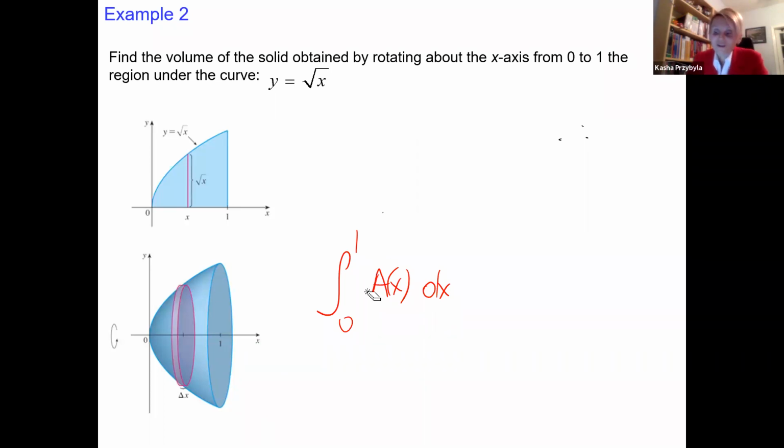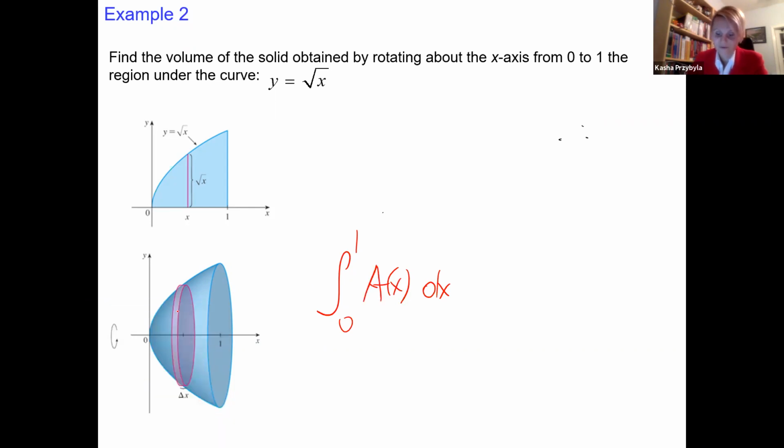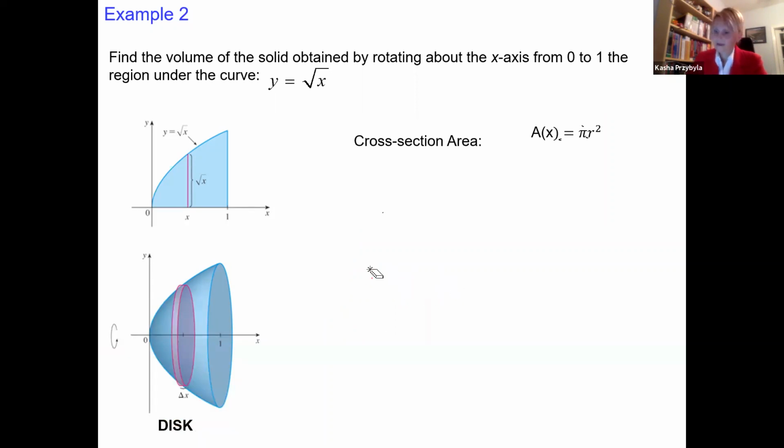Now what do you think the cross-sectional area is? What shape is this? The pink disc, I can say. It's a circle, of course a disc. Do you remember the formula for the area of a circle? Pi r squared, of course, great. This is a disc because it's solid, so pi r squared. That's what we have to do.